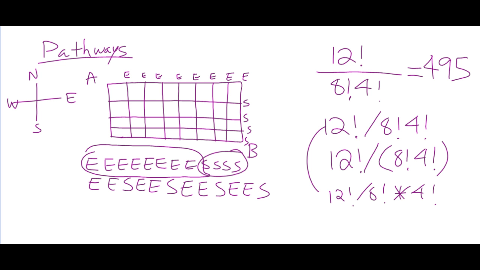Because that's what our order of operations says: take this, divide by this, multiply by this, right? It's implied multiplication because you've written two operations together. That's not what you want. You want 12 factorial divided by the product of.